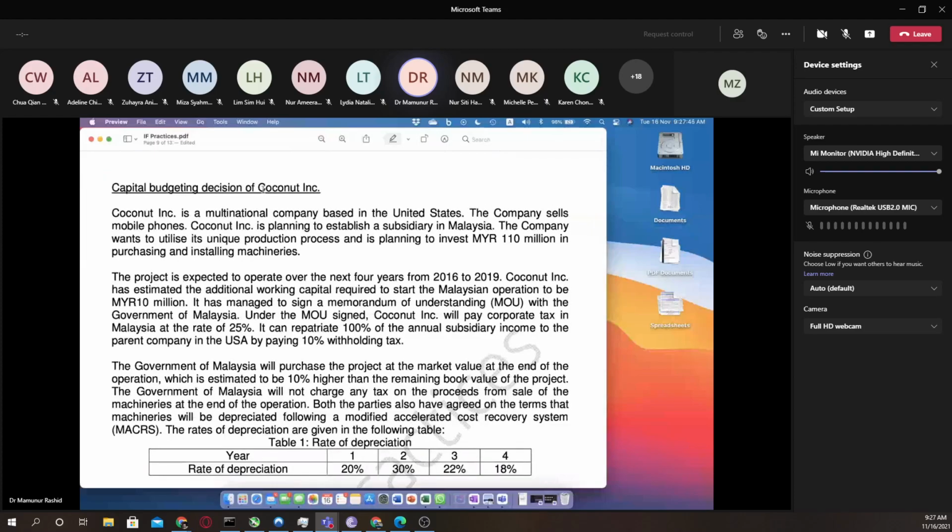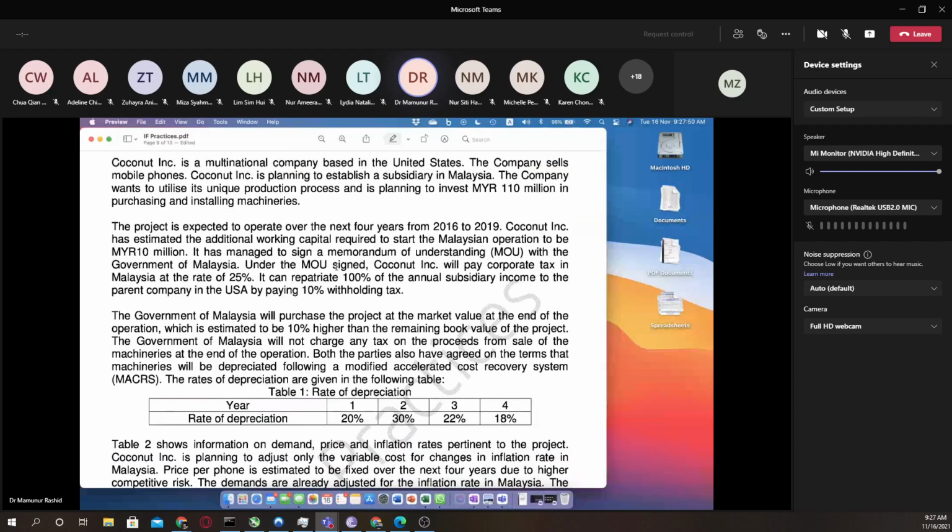Capital budgeting decision of Coconut Incorporation. It's also a US company, possibly investing in another country like Malaysia again. This company sells mobile phones. I think it's a made up name. Instead of Apple Incorporation, they put Coconut Incorporation. The company wants to utilize its unique production process and is planning to invest RM 110 million in purchasing and installing machineries. So the entire plant cost is 110 million.